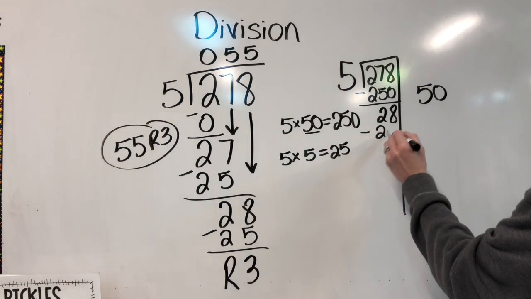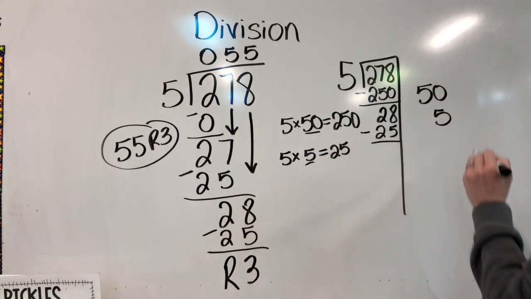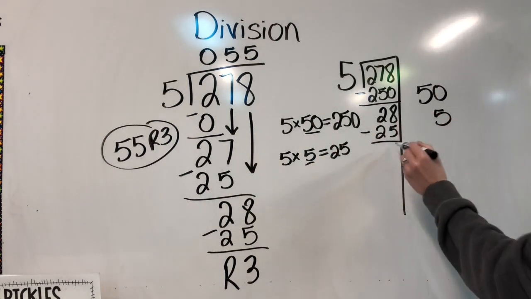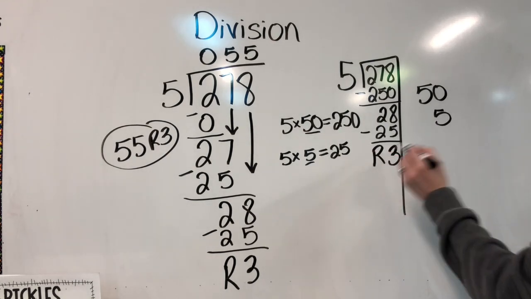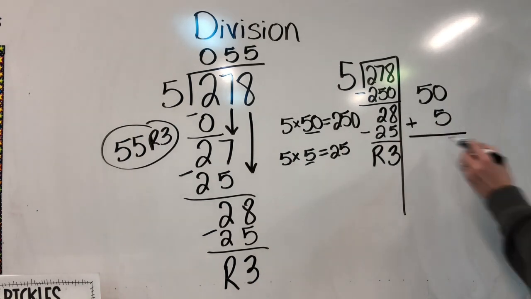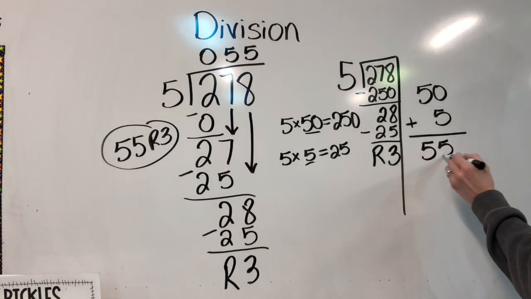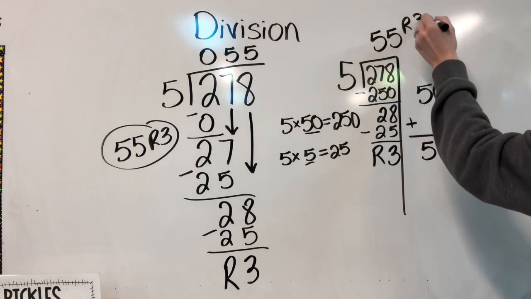So now we're going to subtract 25, and our 5 goes off to the side. 8 minus 5 equals 3, which becomes our remainder. And over here we add it together. 5 plus 50 is 55. So again, our answer is 55, remainder 3.